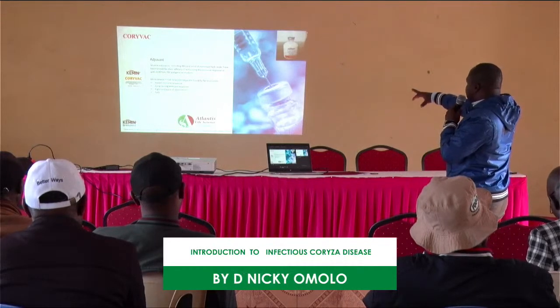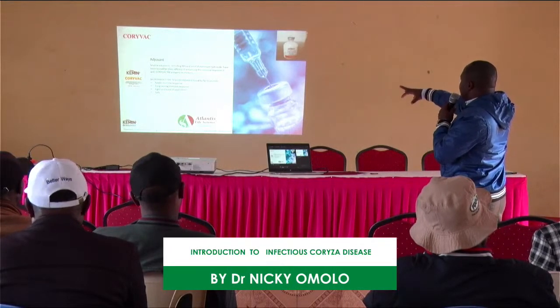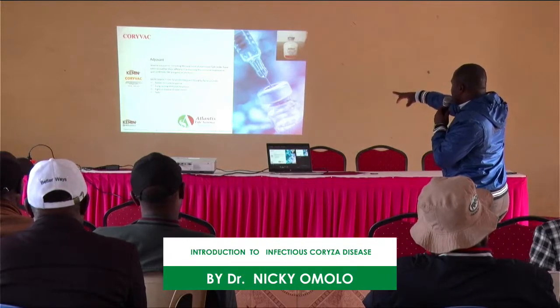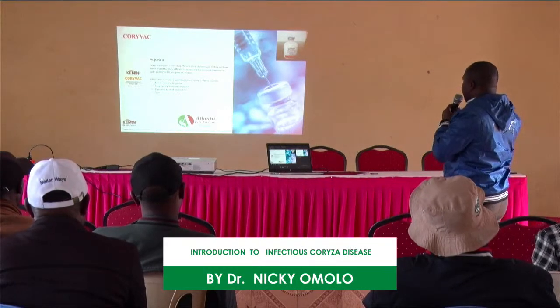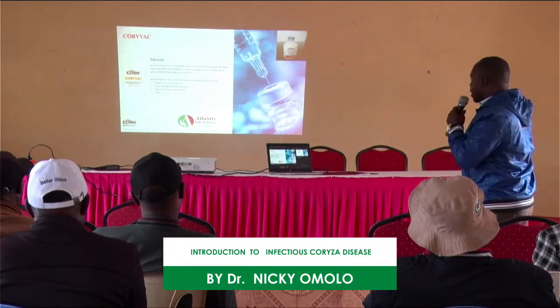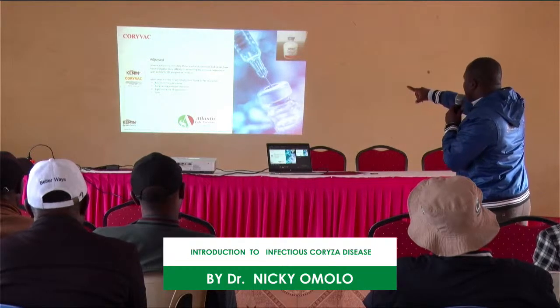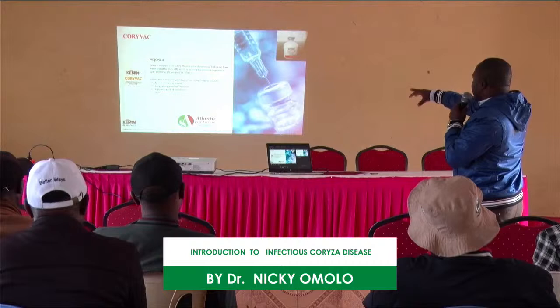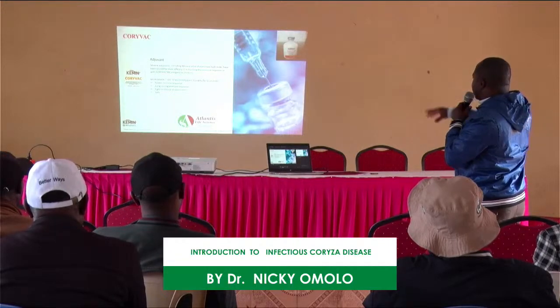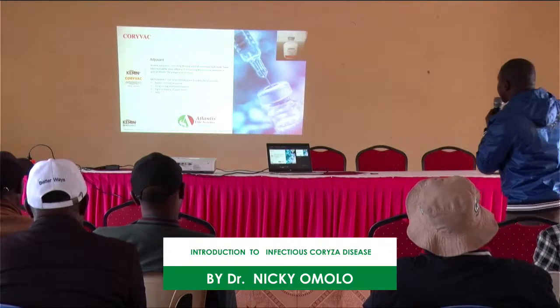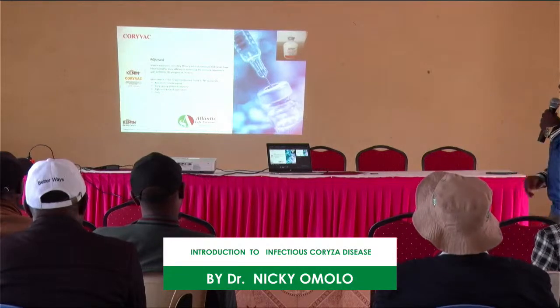So, several adjuvants, including mineral oils and aluminum hydroxide, have been tested for their efficacy in enhancing the immune response with Coryvac antigen in chicken. And there's a special adjuvant by the name montanide. And this montanide is basically an oil adjuvant that is found to be able to enhance immune response.